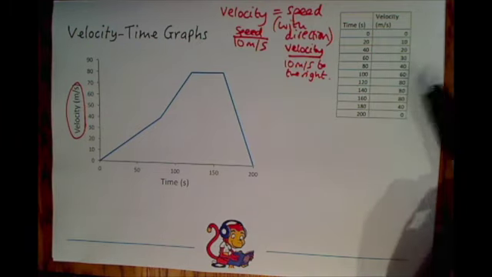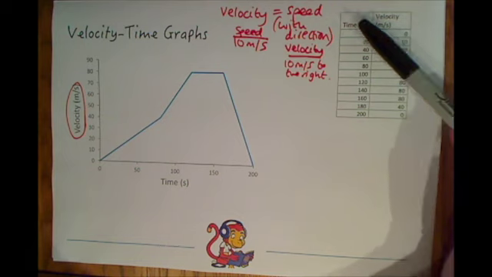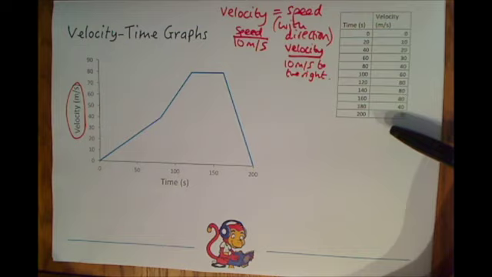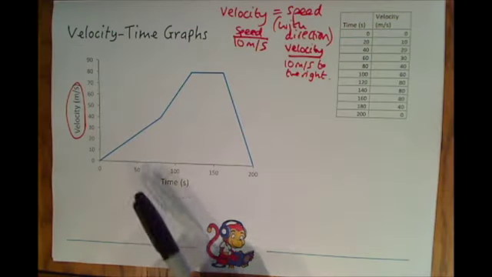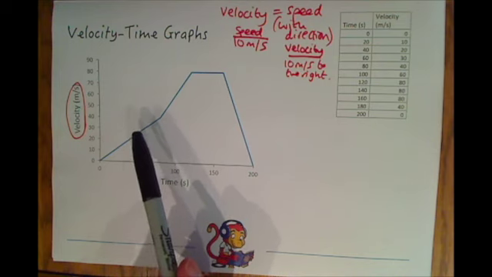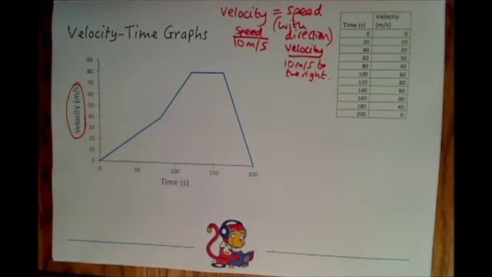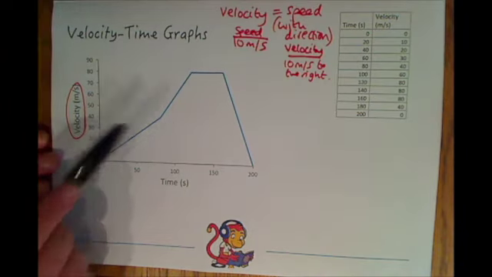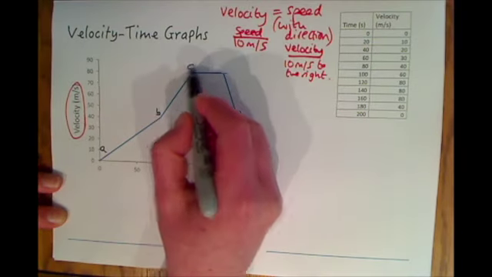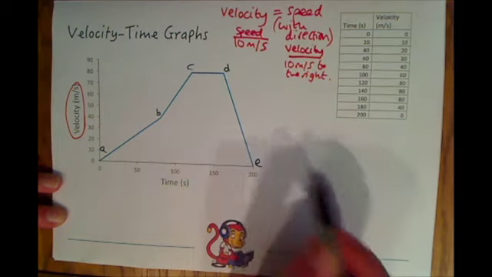So again, you might be given data in a table such as this, where you've got time and velocity in meters per second of an object, and you might have to draw a velocity time graph using that data. Or you might get presented with a velocity time graph like this, which you have to answer some questions about. So first of all, let's have a look at what the different parts of the graph mean. So if we label them up, A, B, C, D and E.